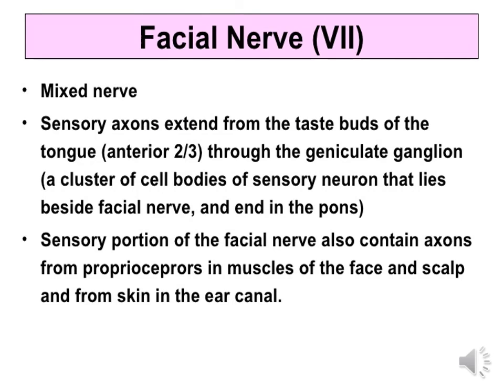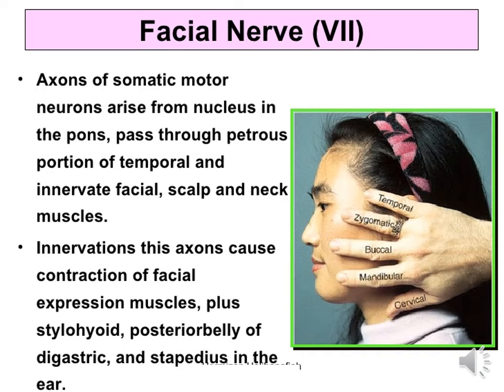The facial nerve is a mixed nerve, meaning sensory and motor. The sensory axons extend from the taste buds of the anterior two-thirds of the tongue to the geniculate ganglion, a cluster of cell bodies of sensory neurons that lie beside the facial nerve, and end in the pons. The sensory portion of the facial nerve also contains axons from receptors in muscles of the face and scalp and from skin in the ear canal. The axons of somatic motor neurons arise from a nucleus in the pons, pass through the petrous portion of the temporal bone, and innervate facial, scalp, and neck muscles. This innervation causes contraction of the facial expression muscles plus the stylohyoid, posterior belly of the digastric, and stapedius in the ear.